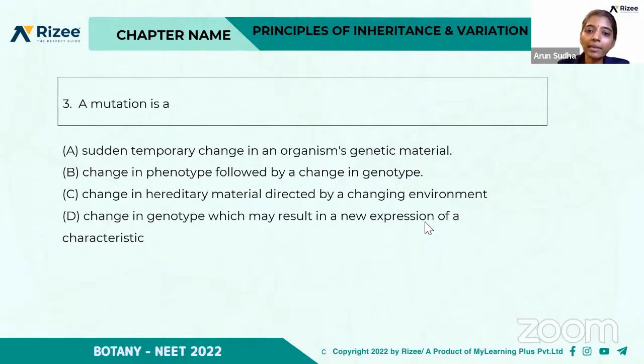Mutation is a sudden temporary change in the organism's genetic material, a change in phenotype followed by a change in genotype, a change in hereditary material directed by a changing environment. It is a change in genotype which may result in new expression of a characteristic. So the correct answer here is, yes, D is the right answer.